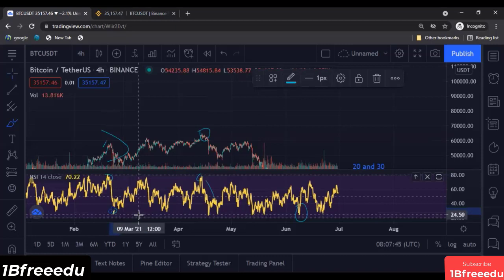So basically, you would need to take the trade, and it is not necessary that from 78 it would go all the way down to 20 or 30.